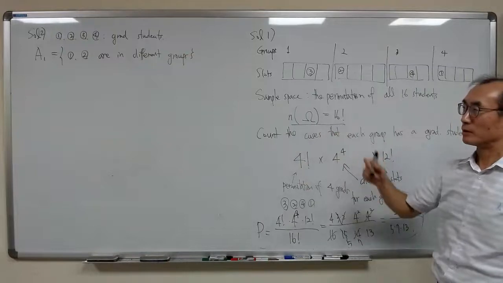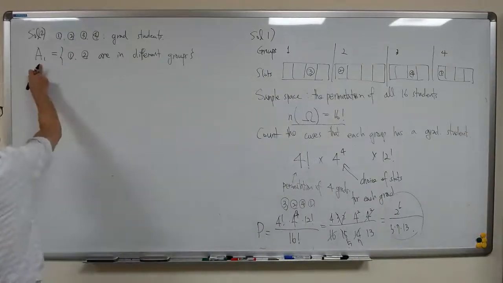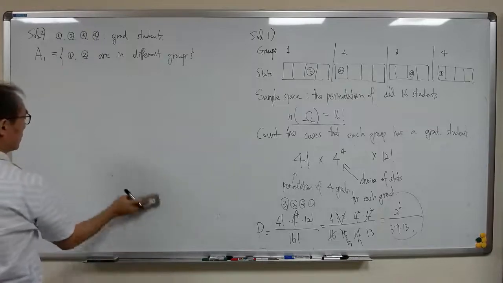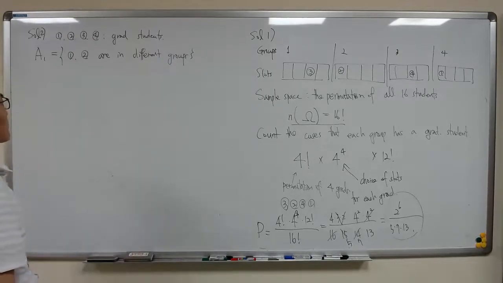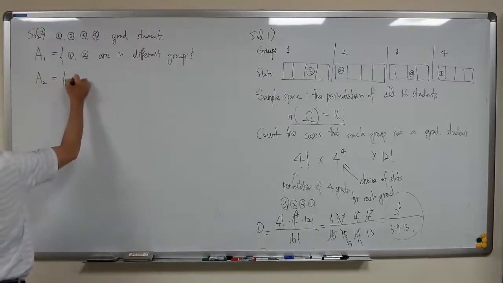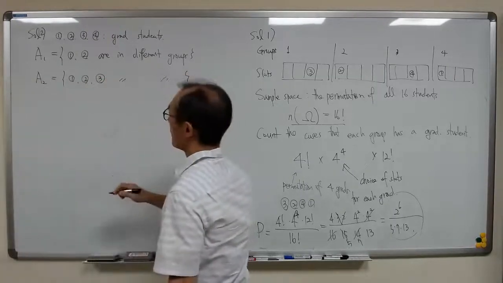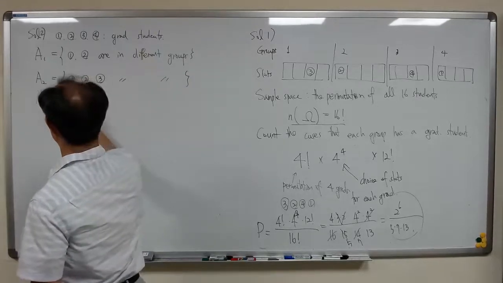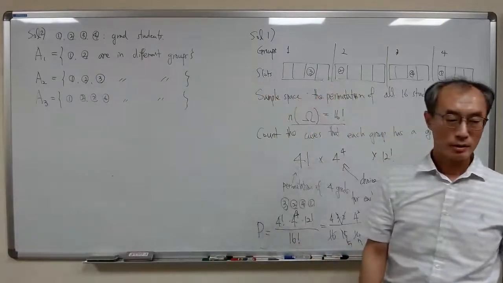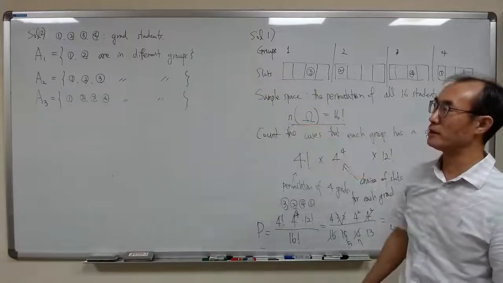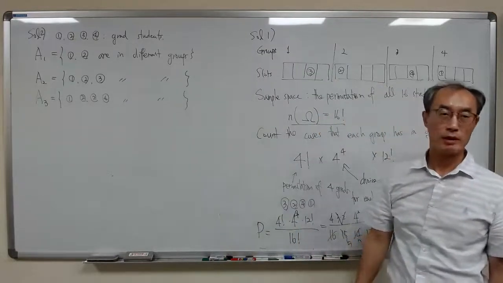An event among these 16 factorial samples. We consider cases such that the first 2 graduate students belong to different groups. And for the second event, we consider one more student, students 1, 2, and number 3. These 3 students are in different groups. And A3, we consider all those 4 graduate students are in different groups. Okay? There is a natural inclusion relation. A3 is a subset of A2, and A2 is a subset of A1.